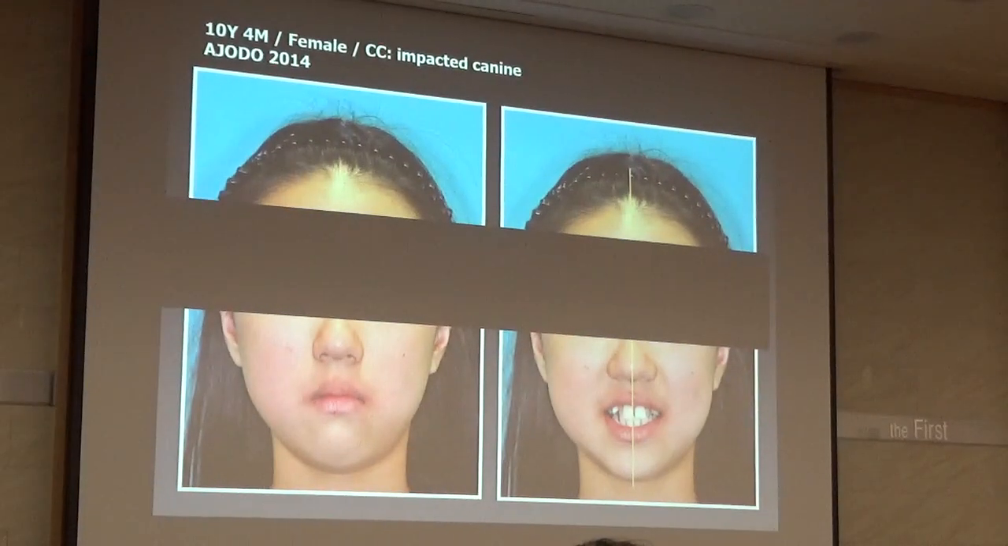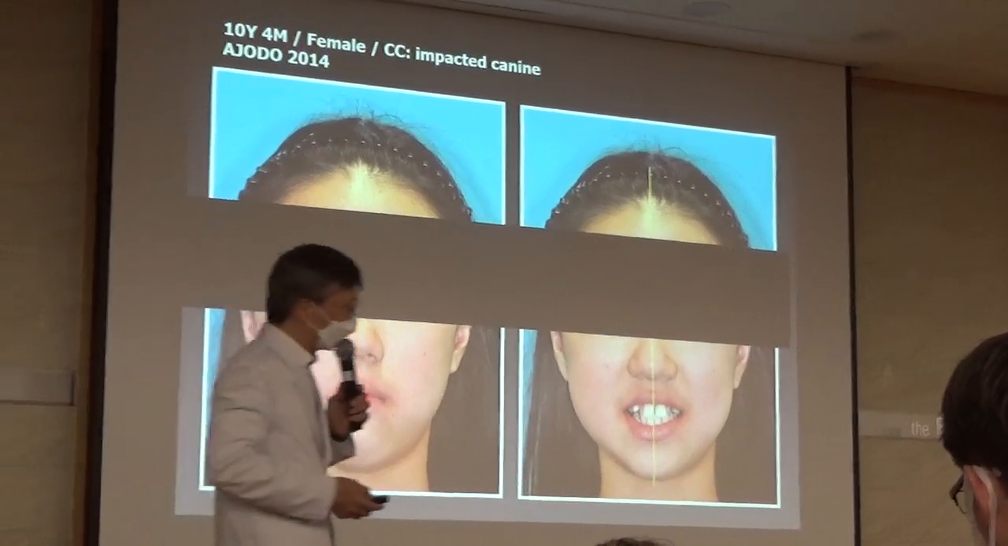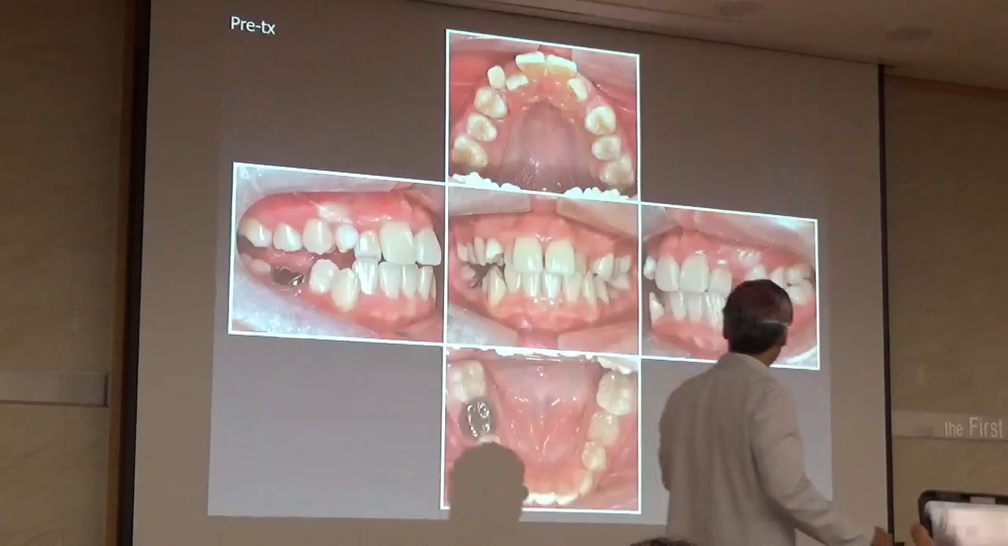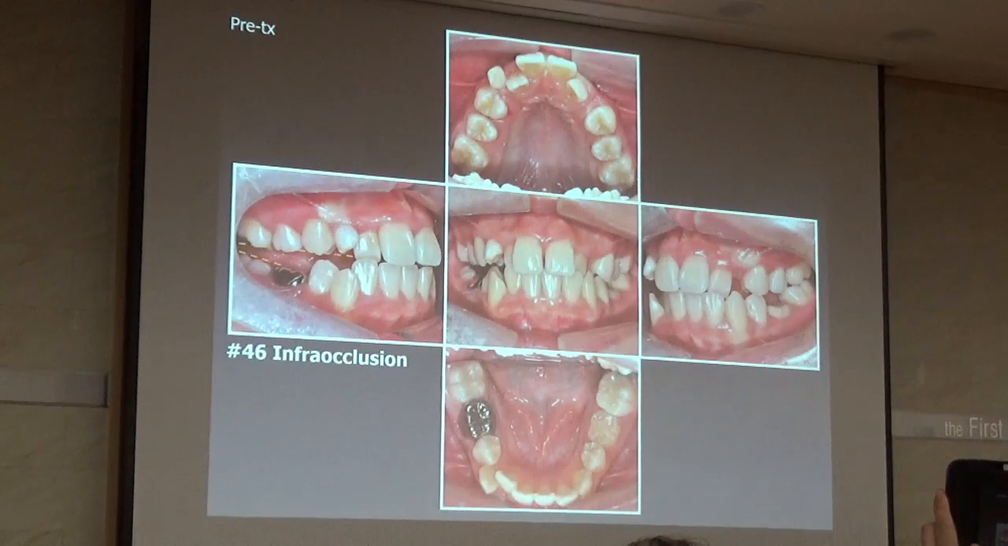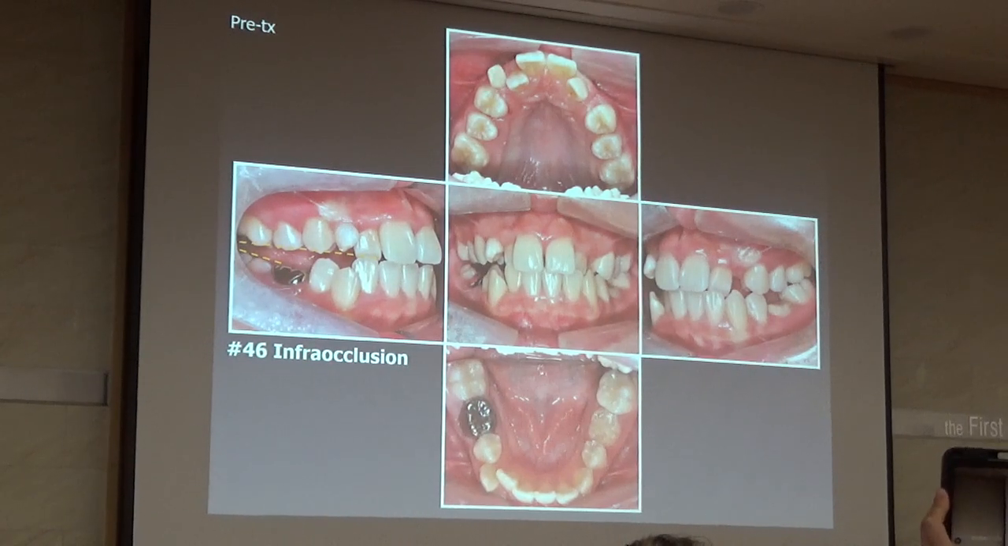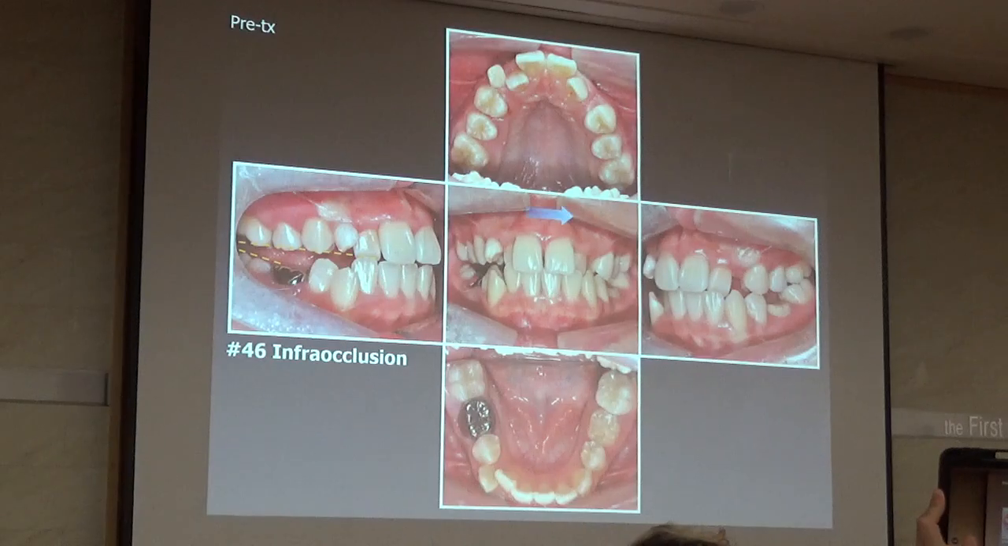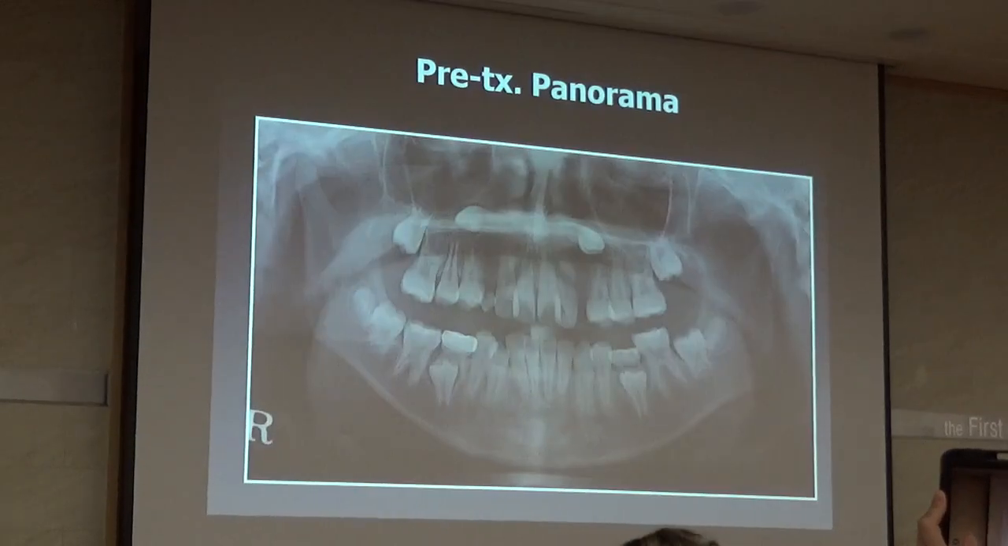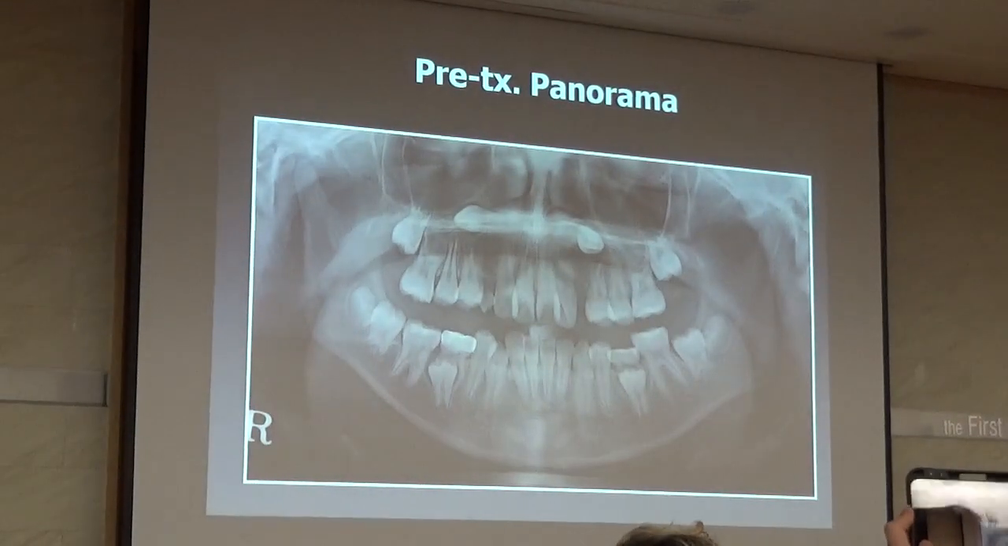I think I'll show you a little more exciting cases tomorrow. This was published in AJODO some years ago. Two issues involved in here. One thing is infraocclusion, possibly ankylosis of the first molar. And second thing, more terrible, is infected canine.